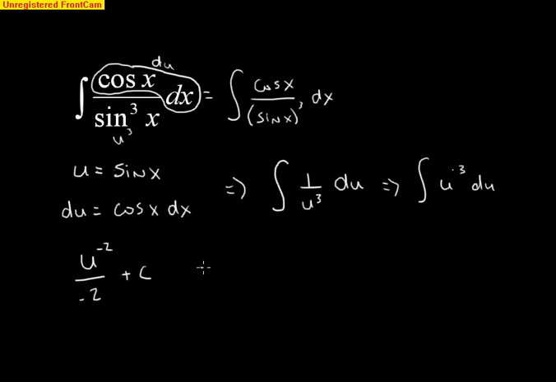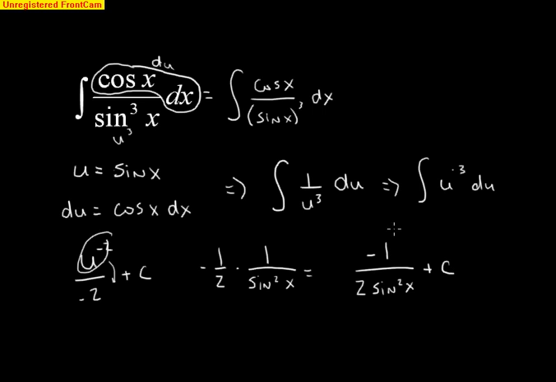So I know that I'll have a negative 1/2 out front, and the U to the negative 2 goes down to the bottom because of the negative exponent. That tells me I'll have sine squared x. So I can rewrite this neatly now as negative 1 over 2 sine squared x plus c. So there were 4 quick examples of using U substitution with our trig integrals.